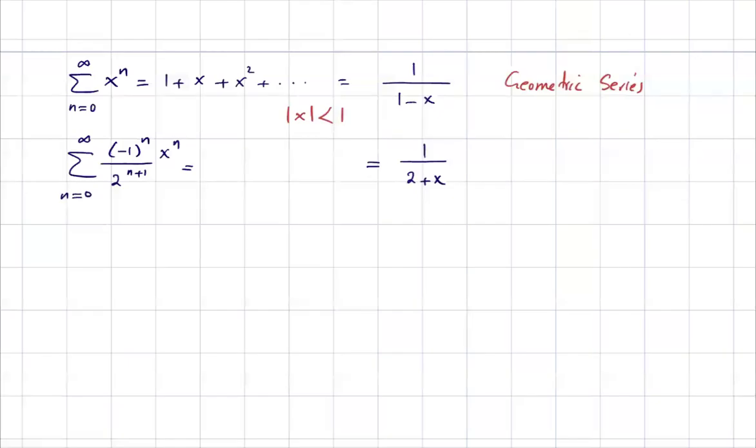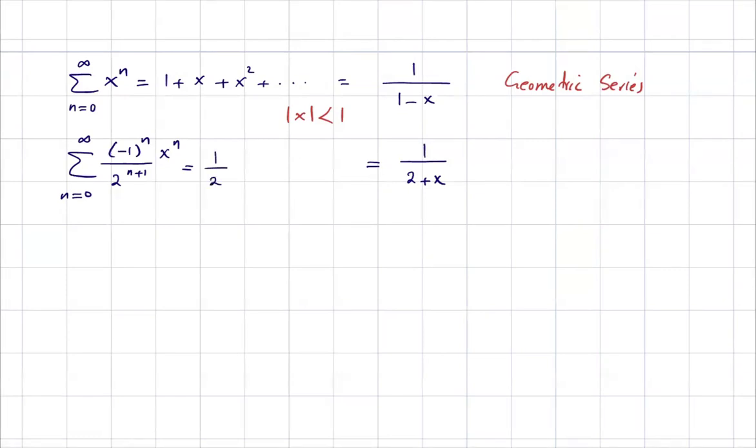From geometric series, we derived different formulas for different types of functions. For example, 1 divided by 2 plus x has power series representation, the summation of -1 to power n, x to the n, divided by 2 to power n plus 1. When you plug in 0, what do you get? You get -1 to power 0, x to power 0, which is 1. So you get 1 divided by 2.